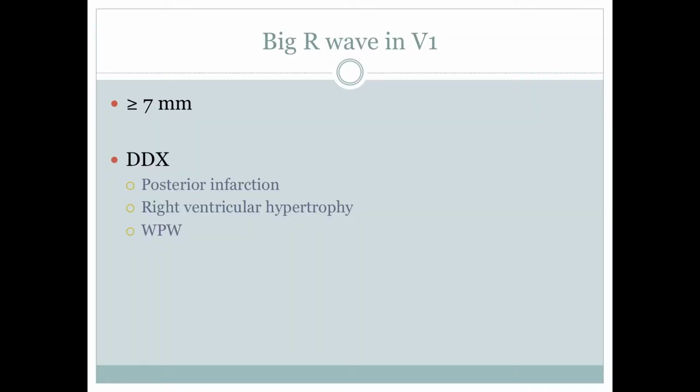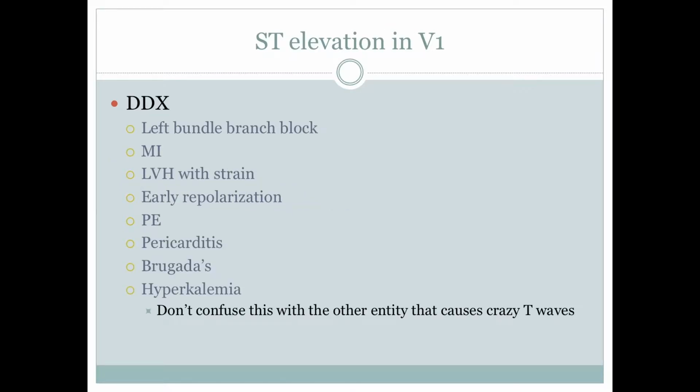Like I've mentioned before, a big R wave in lead V1 is anything greater than 7 millimeters. The differential for this is a posterior infarction, right ventricular hypertrophy, or WPW. You all know what these look like, or we talked about them before. I'm not going to go into too much depth with them here. Moving on to ST elevation in lead V1.